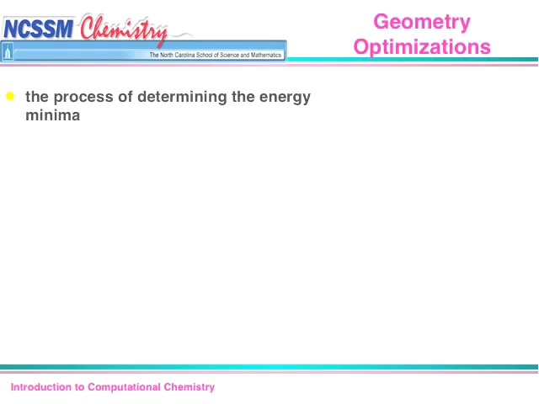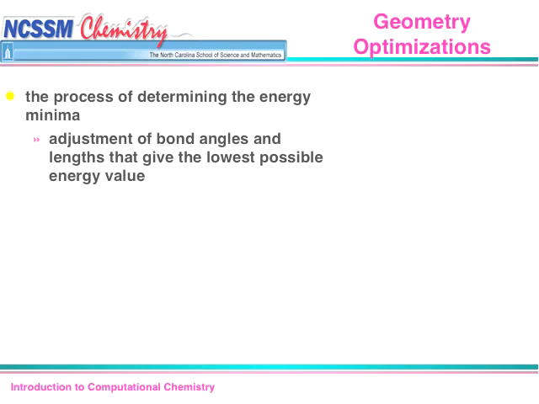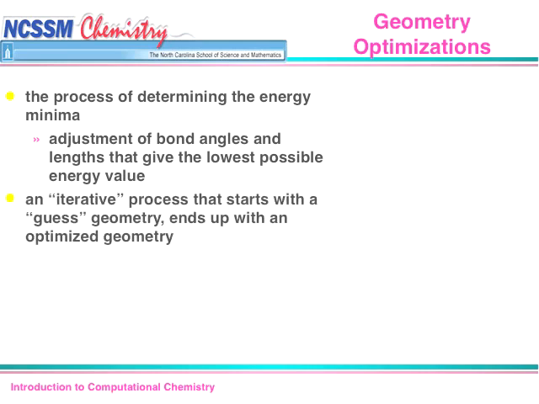So in geometry optimization, that's the process of determining an energy minima, or the low point. Okay? And what we do in a geometry optimization is we adjust the bond angles and the bond lengths that give the lowest possible energy value. And you should remember that a lower energy value is more stable. It's an iterative process, meaning it's a process that goes round and around until we get to a right answer. And it's an iterative process that starts with a guess geometry and then ends up with an optimized geometry.